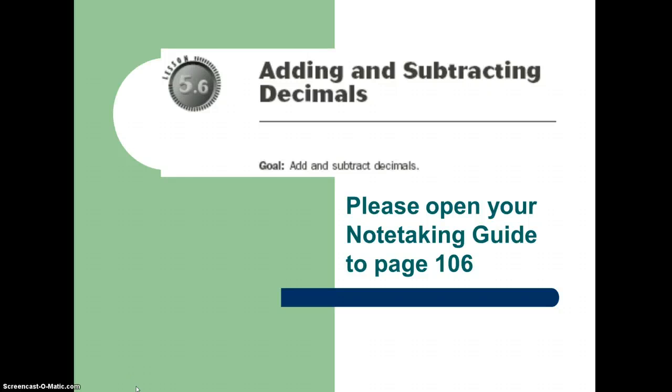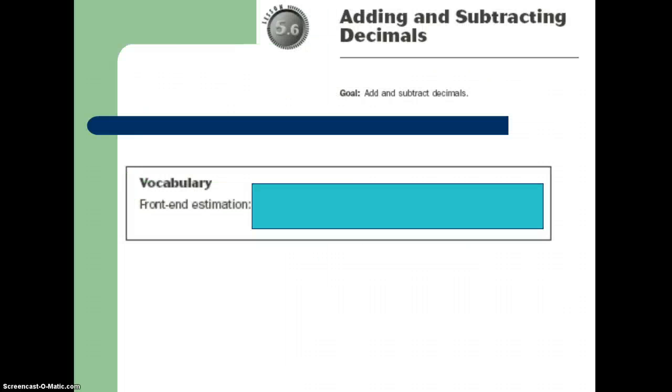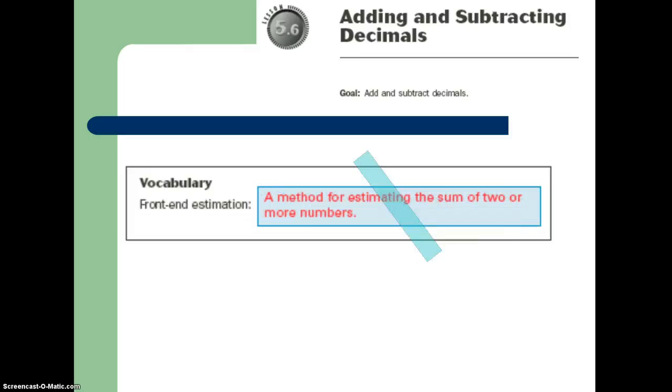Lesson 5.6, adding and subtracting decimals. Front-end estimation is a method for estimating the sum of two or more numbers.